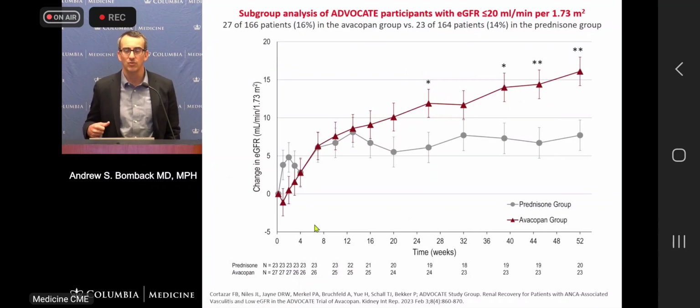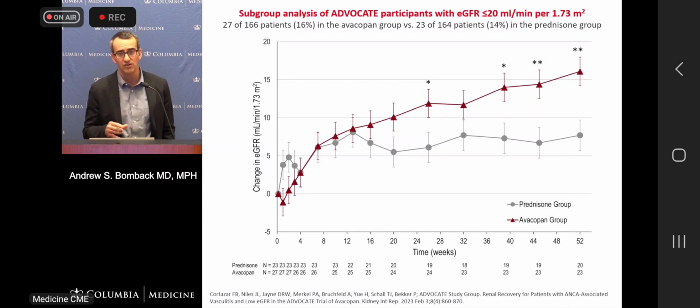Now, since ADVOCATE was published, there have been a number of publications that have come out doing subgroup analyses of the ADVOCATE trial, trying to better tease out which patients we can still treat with avacopan. And one of the earliest questions was, what about the patients with the most severe renal failure? Can they be given avacopan, or do those patients need prednisone? Well, this is a very small subgroup of the ADVOCATE participants. Only about 15% of the patients in ADVOCATE had GFRs less than 20 when they enrolled. So that very severe disease was not well represented in ADVOCATE.